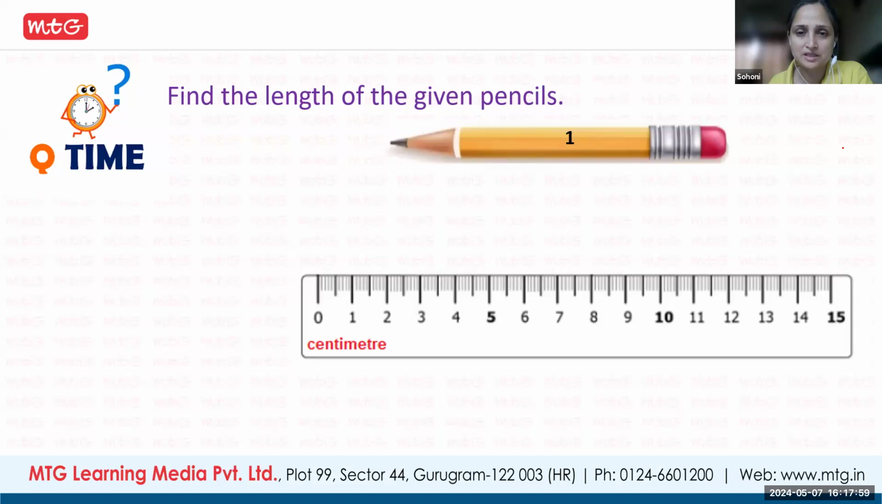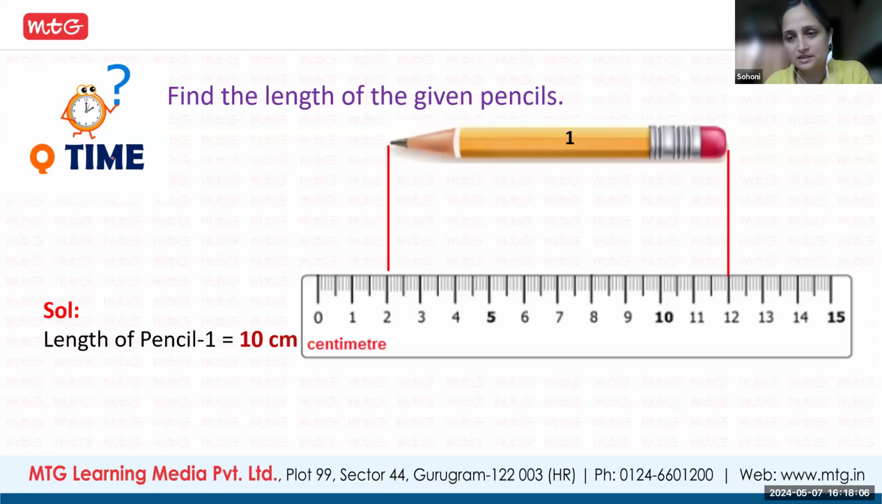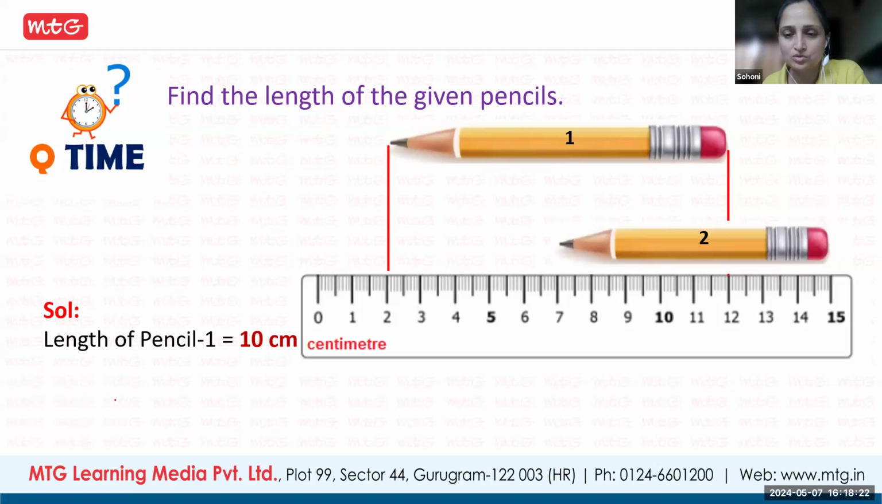So the length of this pencil is 10 centimeters. It's 10 centimeters because it starts from 2 and ends at 12. So the length is 12 minus 2, that is 10. Okay, next pencil is number 2.